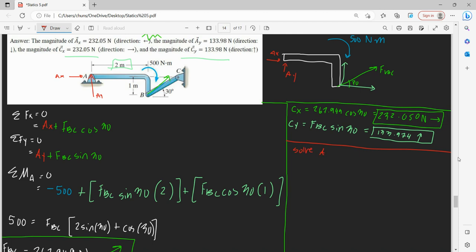So let's solve for AX. AX is equal to negative FBC cos 30, and this gives us a negative quantity of negative FBC cos 30. This is equal to the same as our Cx value, but in the opposite direction. So AX would be equal to 232.050 in the negative x direction, so opposite to what we first assumed.